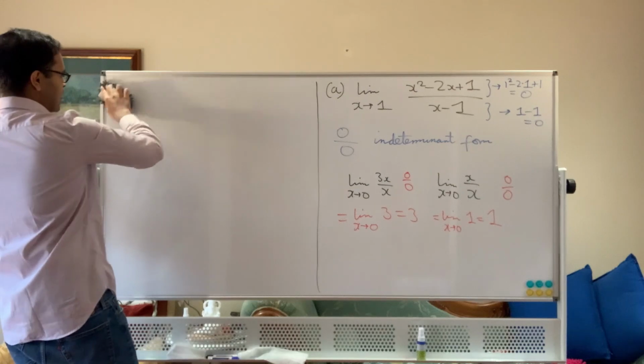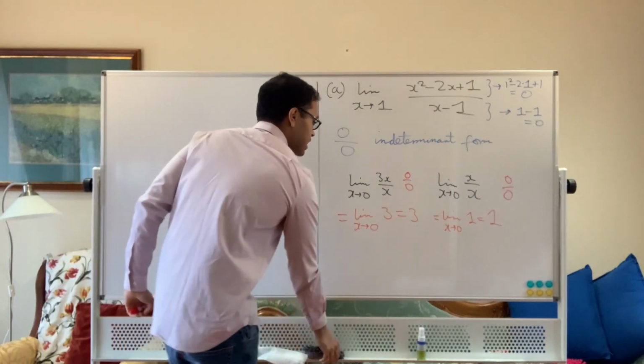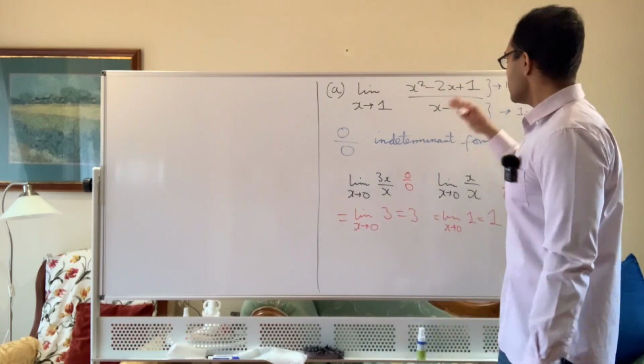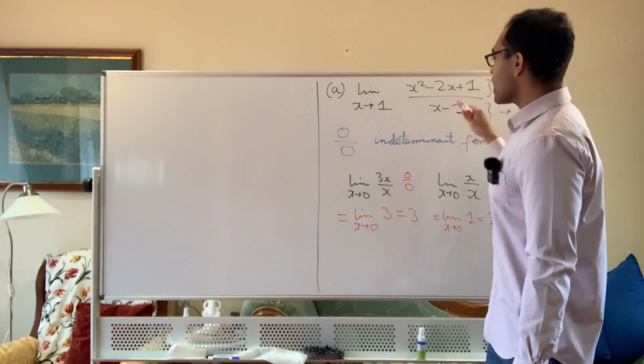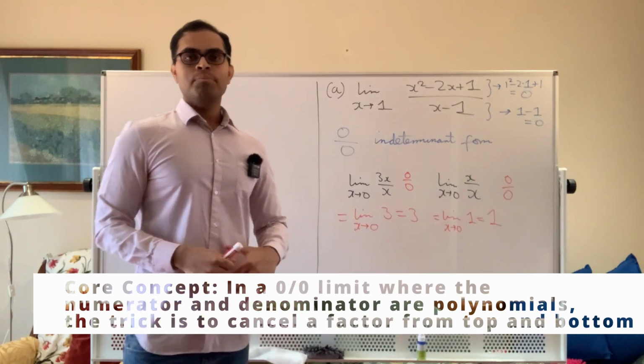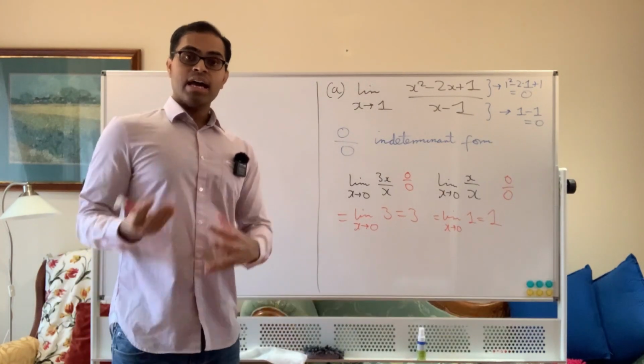So the typical way I look at this is that when it's 0 over 0, there is a culprit on the top and the bottom. There's a culprit that is creating a 0 on the top, and a culprit that's creating a 0 on the bottom. What does culprit mean?